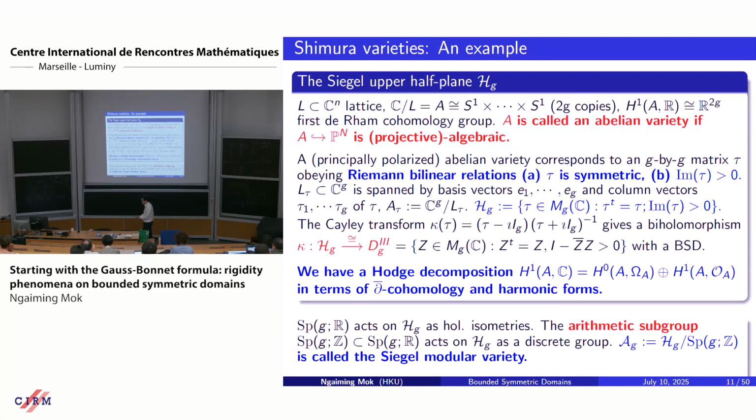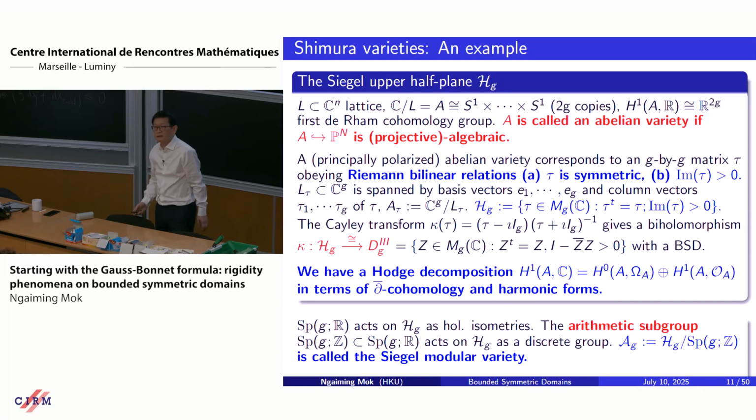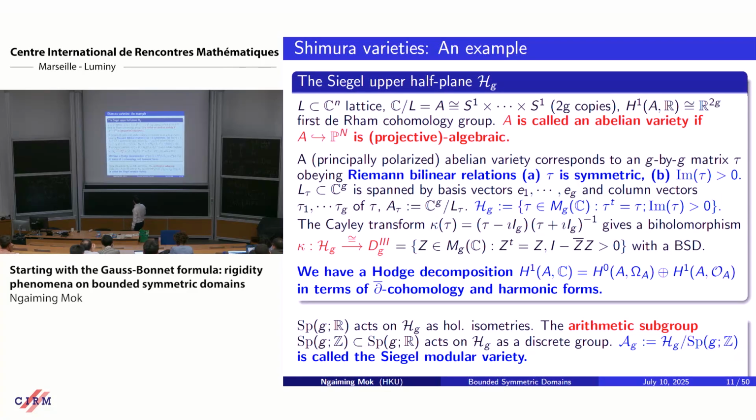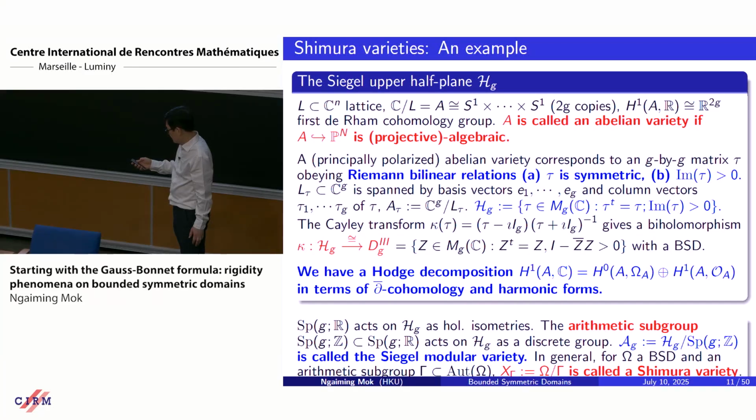So the matrix inequality is the same as for type 1, but you assume that the matrix is symmetric. So you have the Siegel modular variety. In general, if you take an arithmetic subgroup, the quotient is called a Shimura variety.